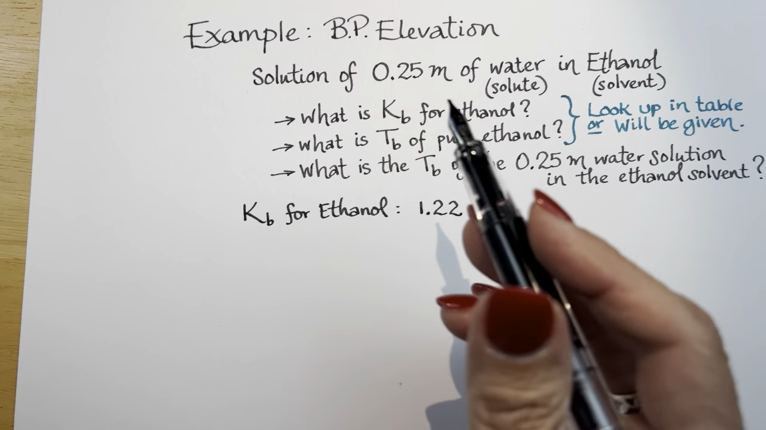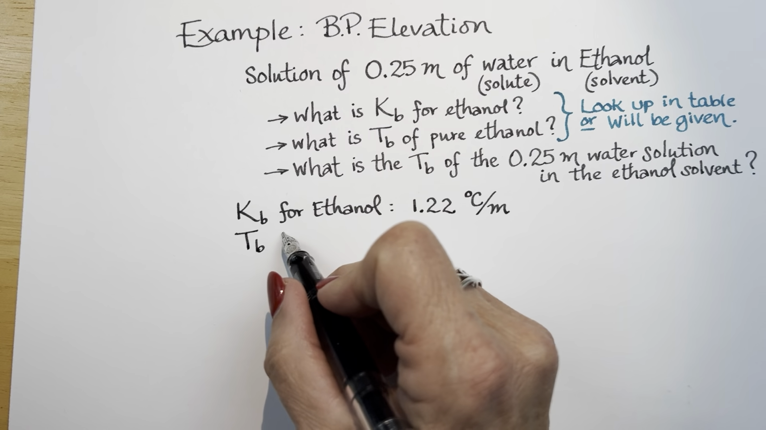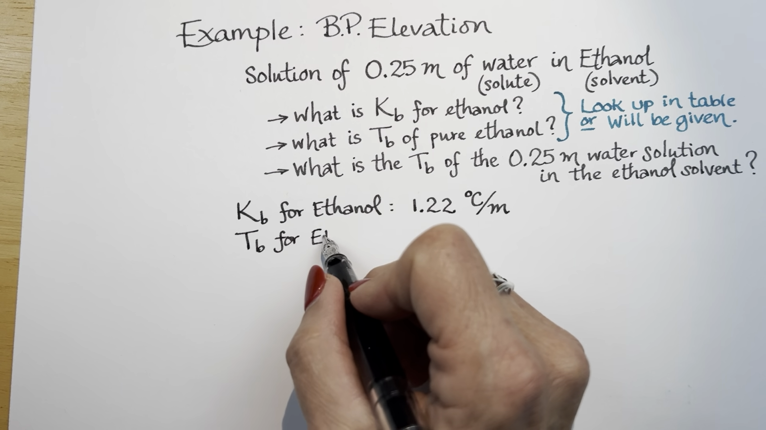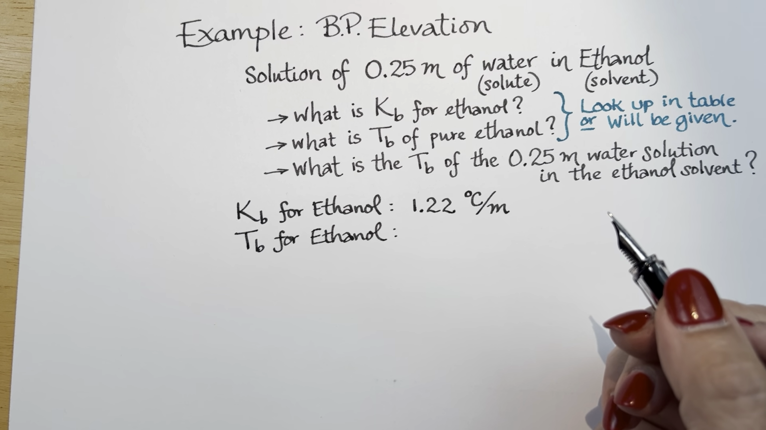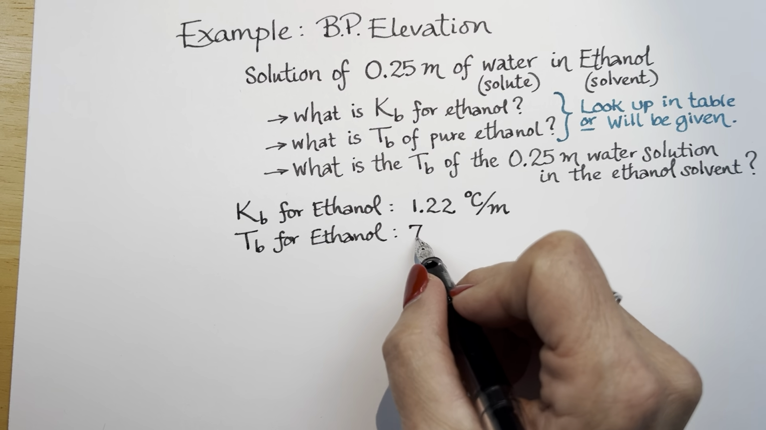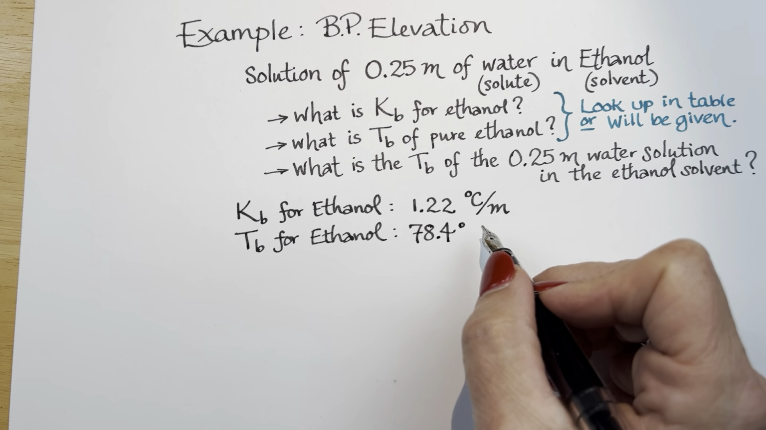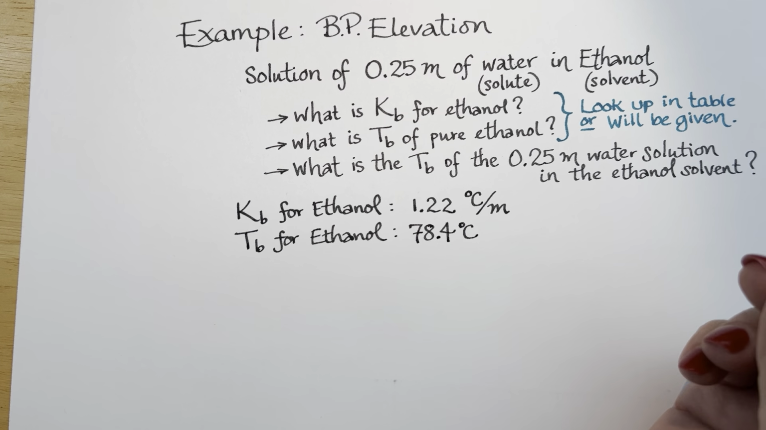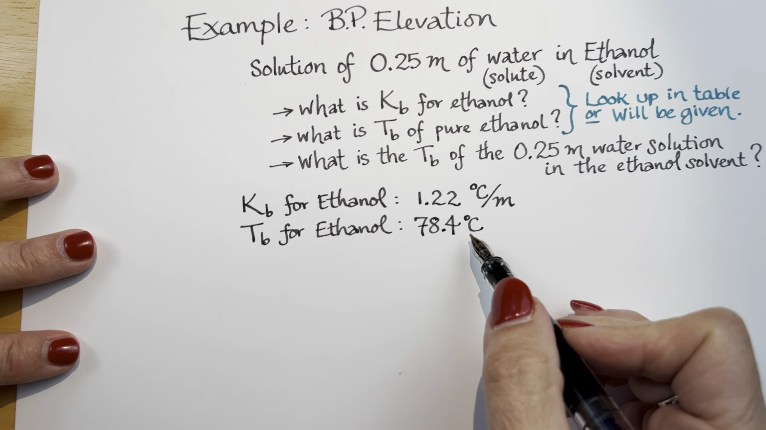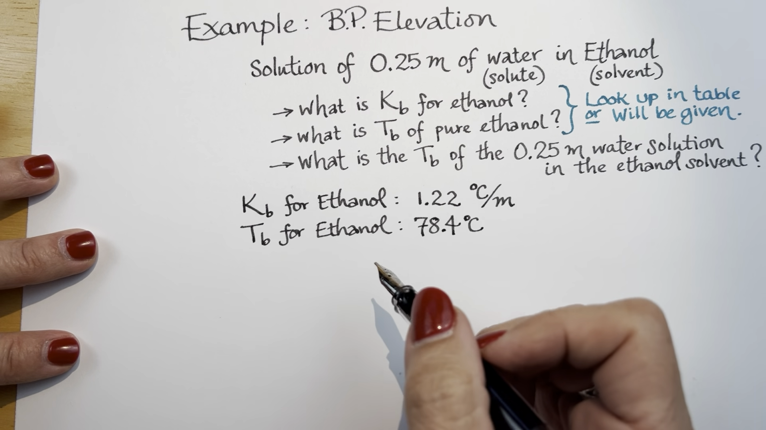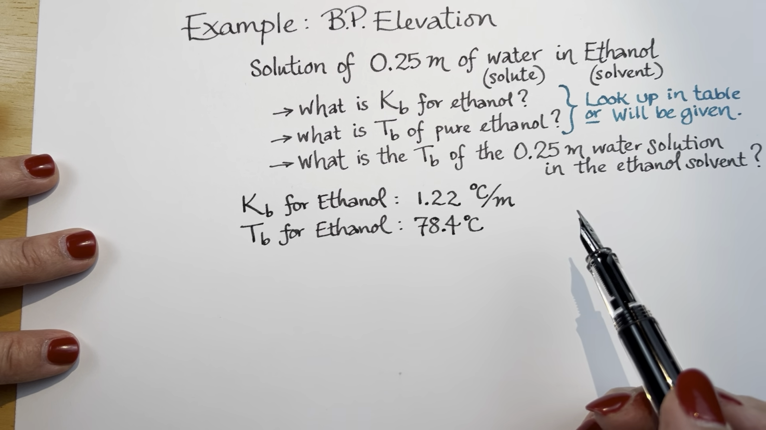Okay. So what about the regular boiling point for pure ethanol? Again, we can look that up, or it can be given to us. 78.4 degrees Celsius. Okay. All right, fabulous. So now, what do we got? Well, we can now figure out what is the new boiling point of this solution.